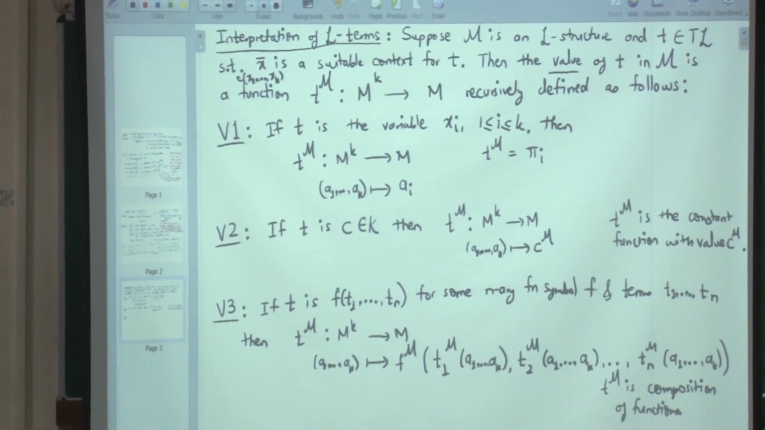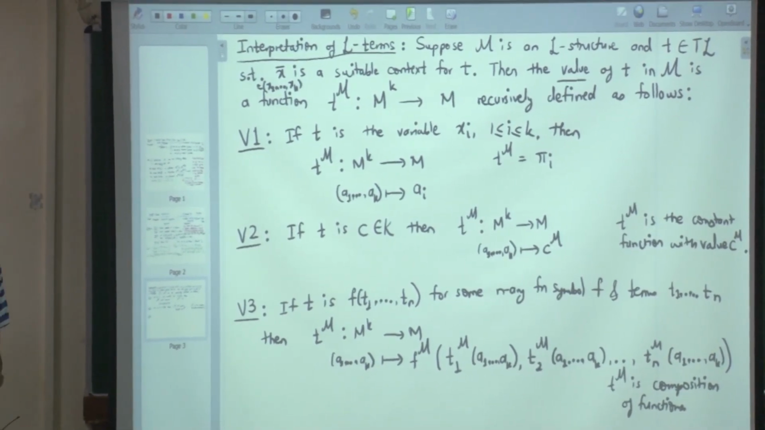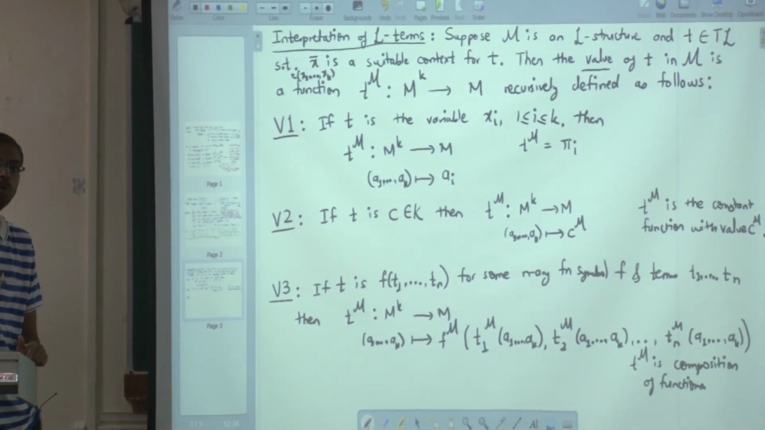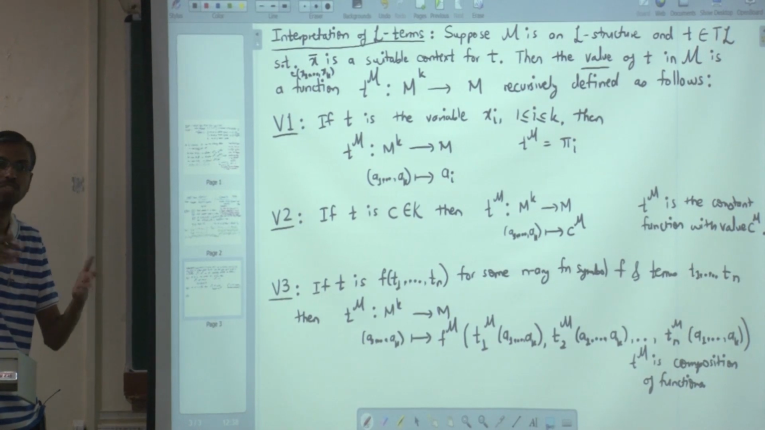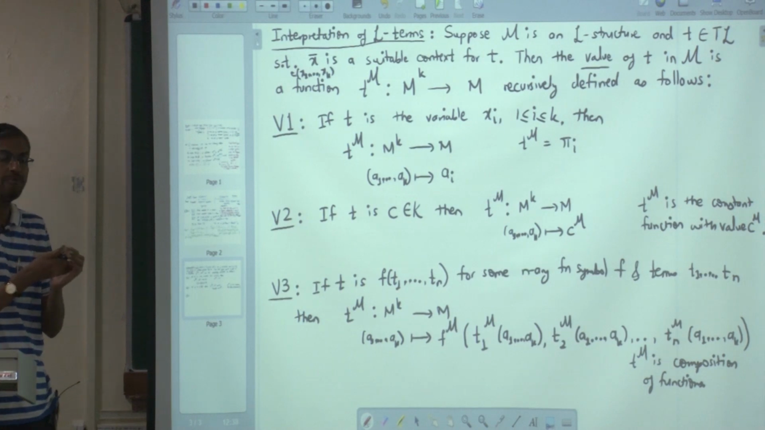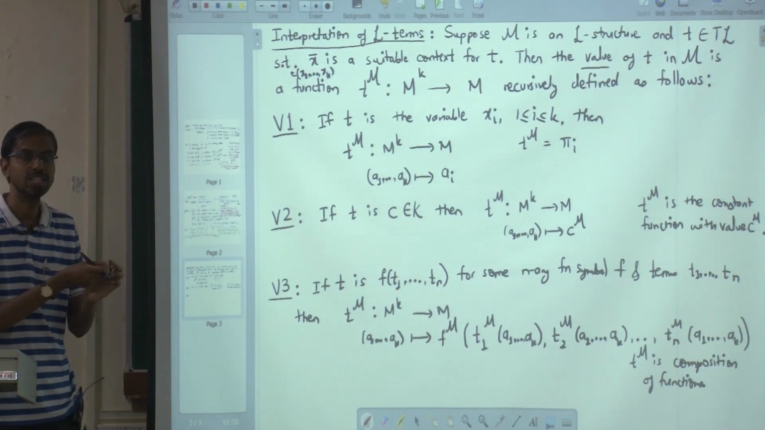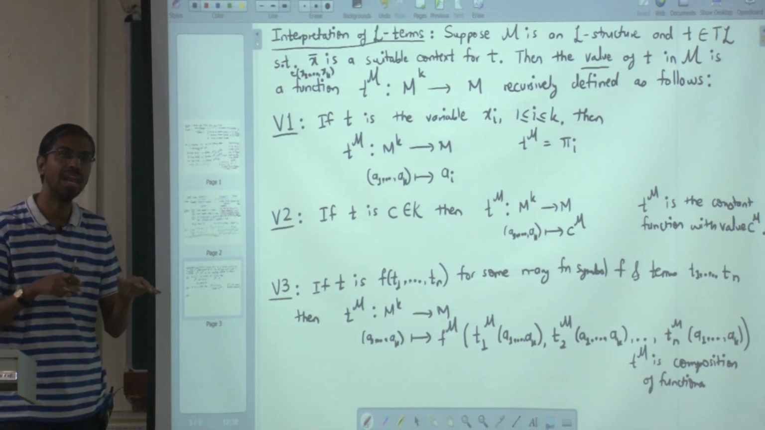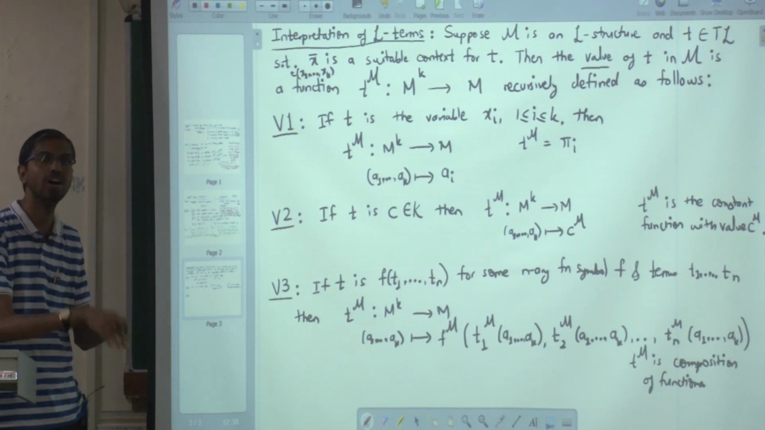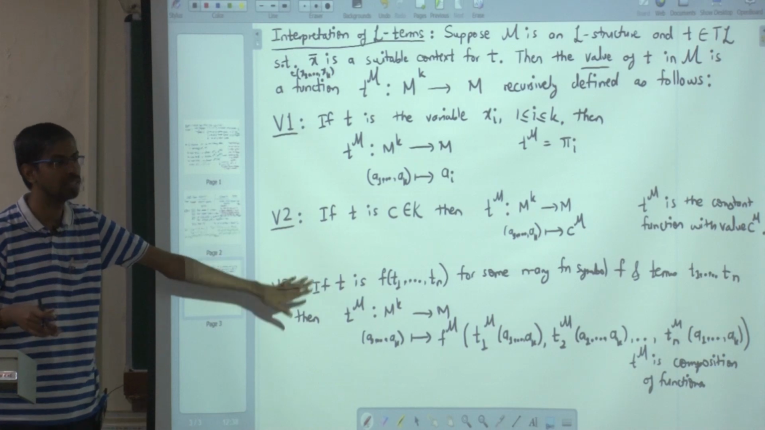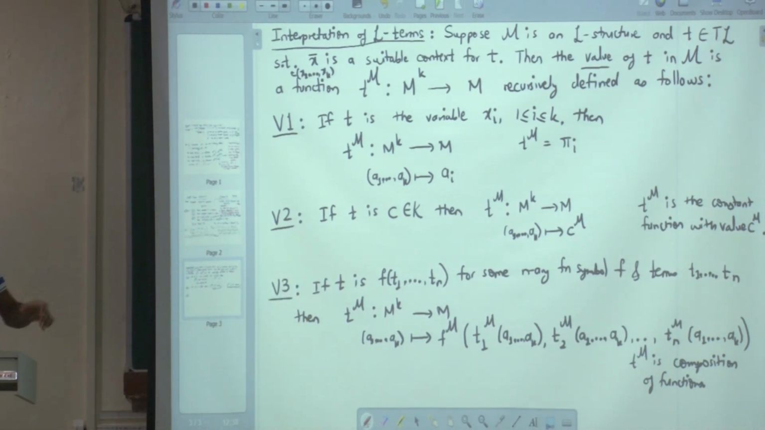If we are talking about x plus y, and my values are 1 and 2, then how do I obtain the interpretation of plus of x y? First, I find the value of x, which is 1. Then I find the value of y, which is 2. And then I apply the interpretation of plus on 1 and 2. That's what is written here. It looks complicated, but it's not. Let's do an example.